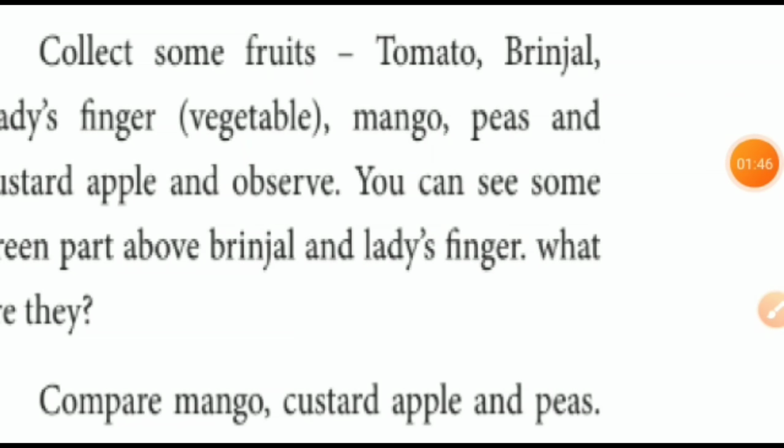Give some examples where the calyx is present at the root end and also on the fruit. Some examples: tomato, brinjal and lady's finger. The calyx is also present on those fruits.